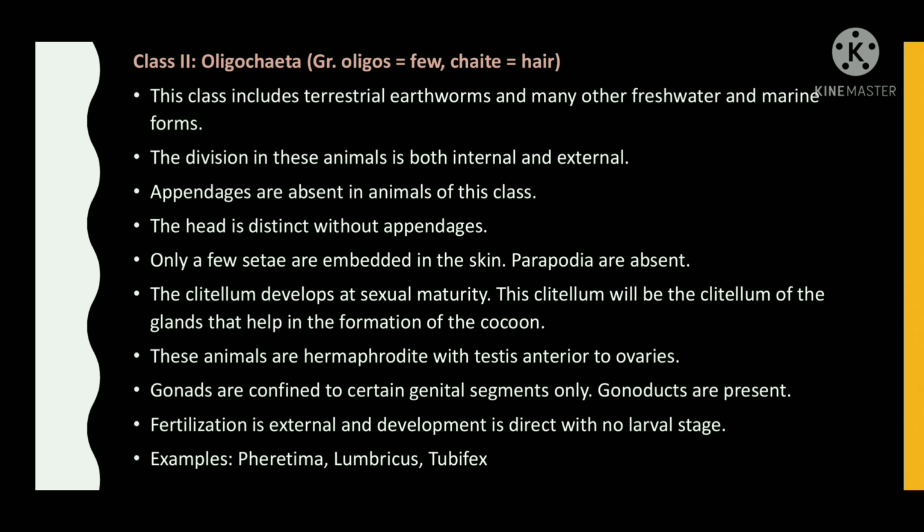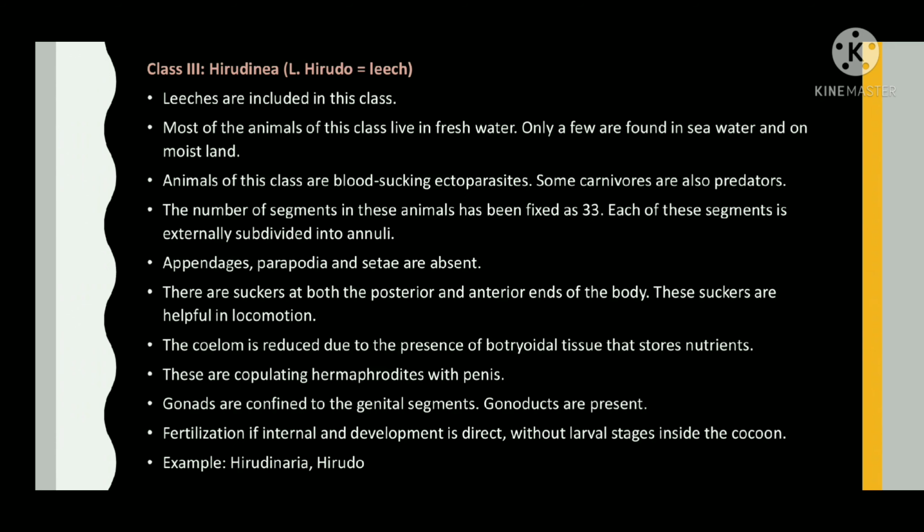The clitellum consists of glands that help in the formation of the cocoon. These animals are hermaphrodite with testes anterior to ovaries. Gonads are confined to certain genital segments only. Gonads are present. Fertilization is external and development is direct with no larval stage. Examples: Pheretima, Lumbricus, Tubifex.